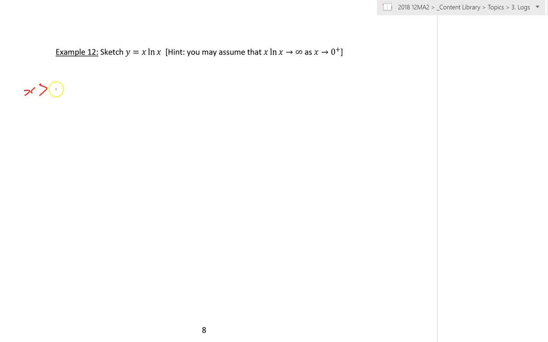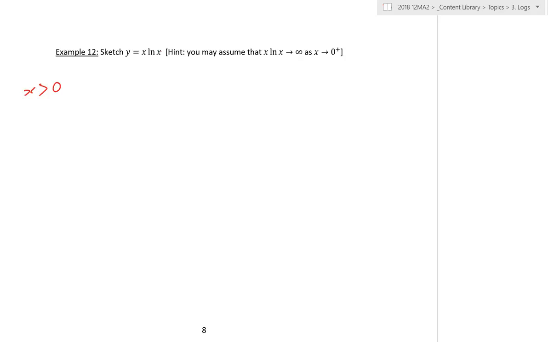X has to be greater than 0. That's my domain. I can't have anything 0 or below in here, so there's my domain. It's all going to be to the right of the y-axis. That's a good start. What else do we know here?